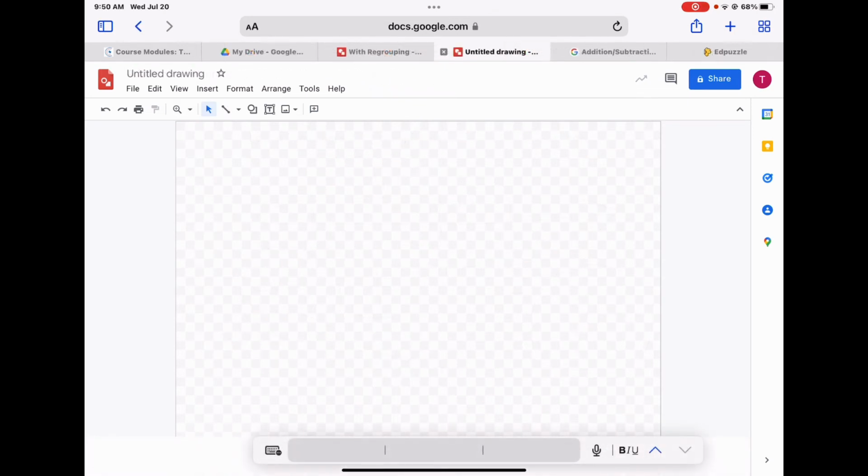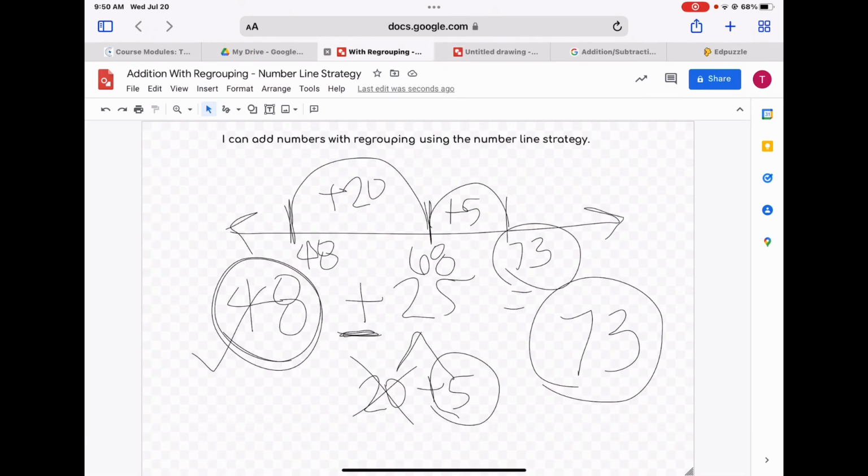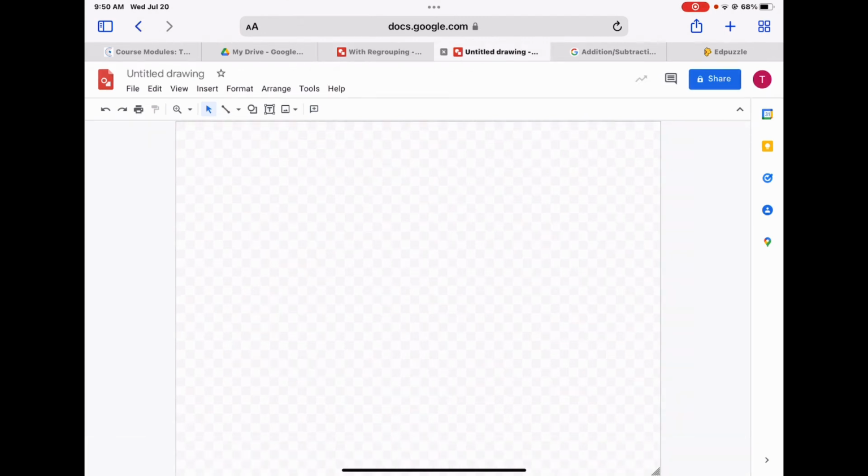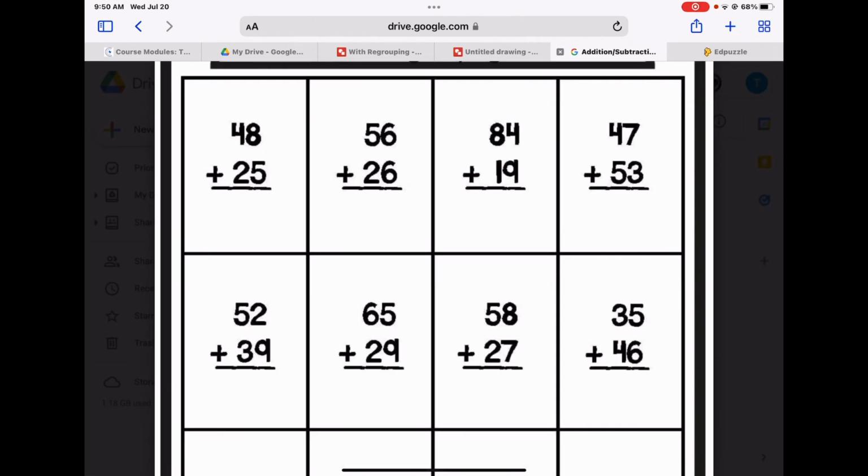Okay, friends, we're still focusing on our I can statement, which is I can add numbers with regrouping using the number line strategy. Let's practice another one. Let's do 47 plus 53.